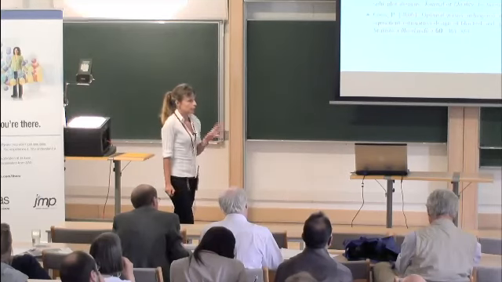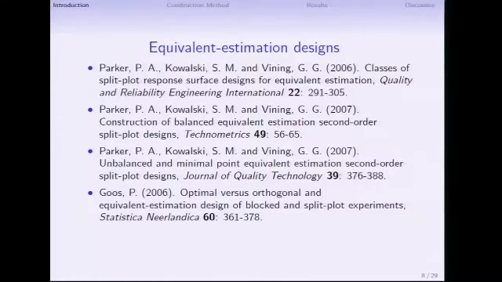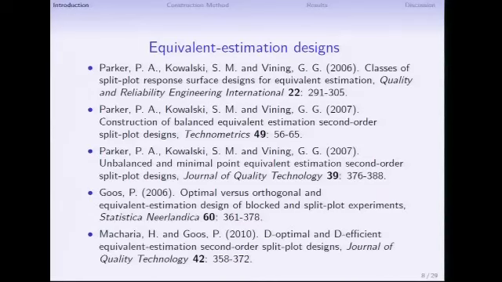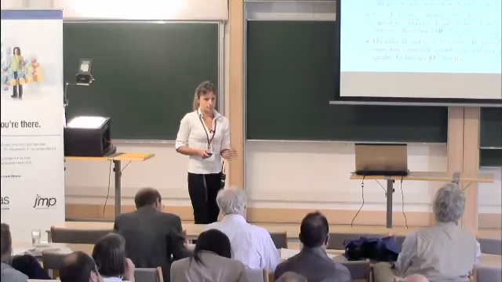Goos reports a lot of instances in which a D-optimal design is also an equivalent estimation design. And Macharia and Goos introduced an algorithm, a column-wise exchange algorithm, with which one can construct D-efficient equivalent estimation designs.